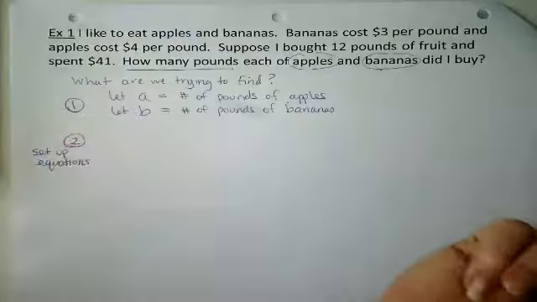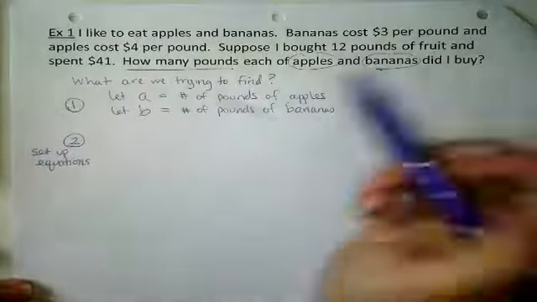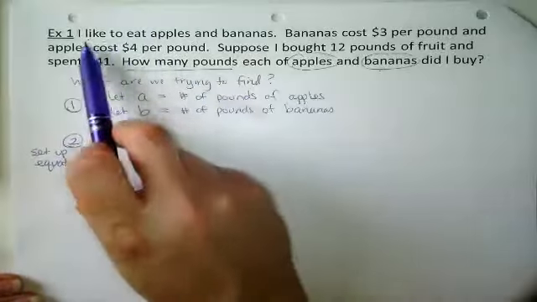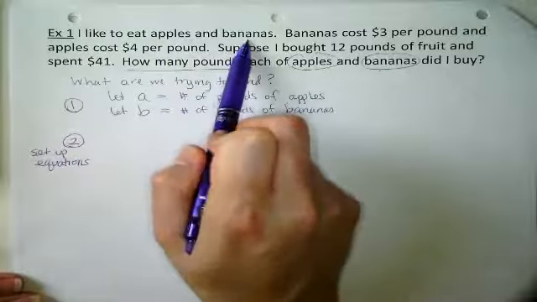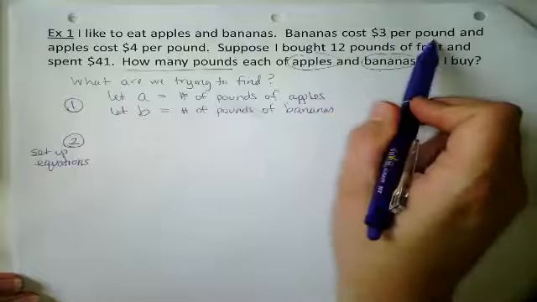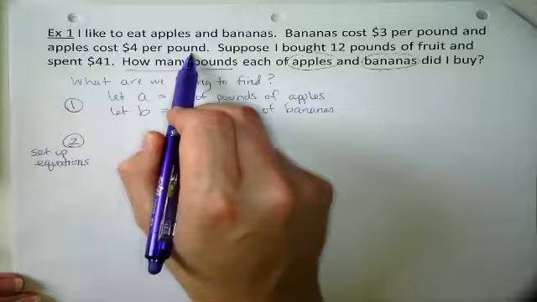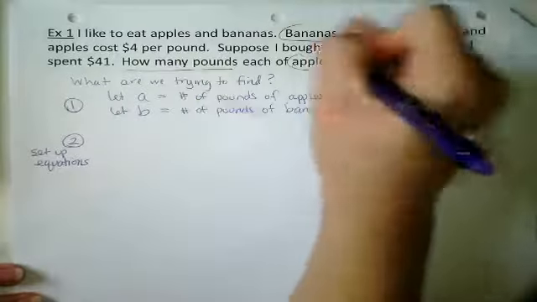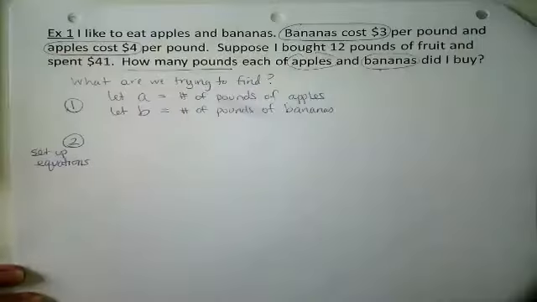All right, now we can do that by reading carefully. All of these problems are very, very similar. And so you do want to probably write these problems down in your notes. I like to eat apples and bananas. Okay. And bananas cost $3 per pound. And apples cost $4 per pound. Well, they're giving me some information about cost per pound. That's good. So bananas cost $3 per pound, and apples cost $4 for every pound.